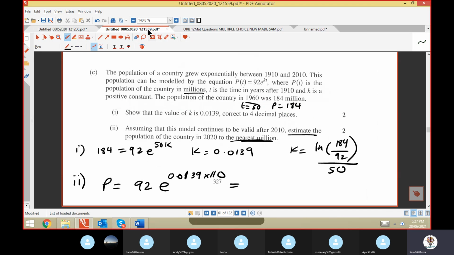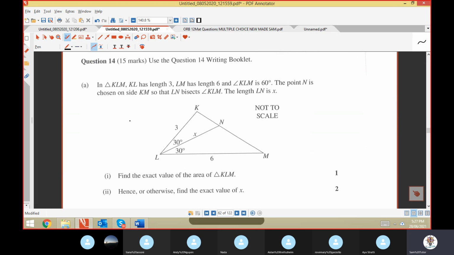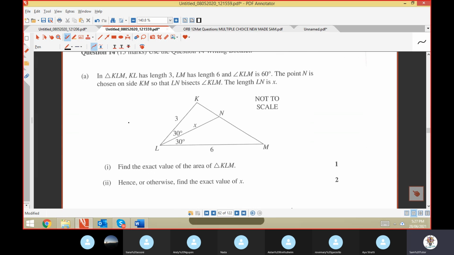14A, 14E. Anyone have questions about this one? Nope. All right. 14A, trig. Okay.